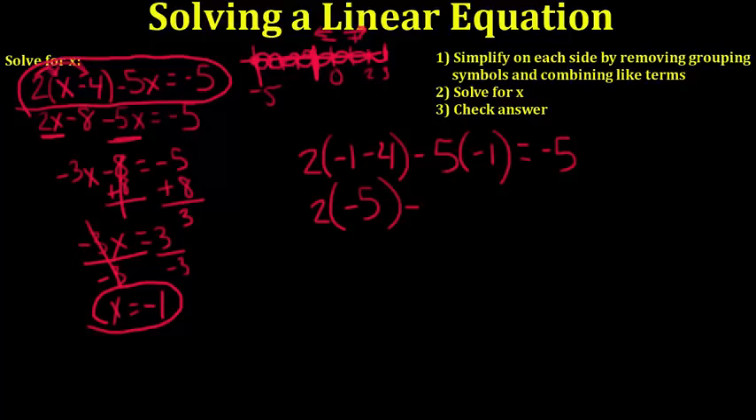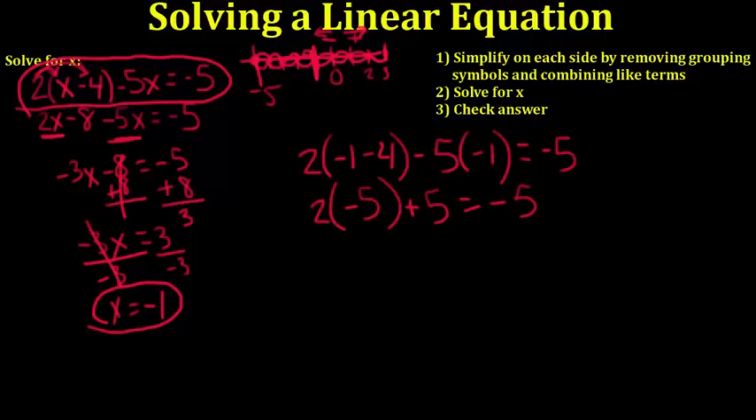Minus 5 times negative 1 is going to give you a negative 5, but I've already got a negative out here. So you can say positive 5. Another way of looking at that is saying negative 5 times negative 1 is equal to positive 5. And then we have it equal to negative 5.